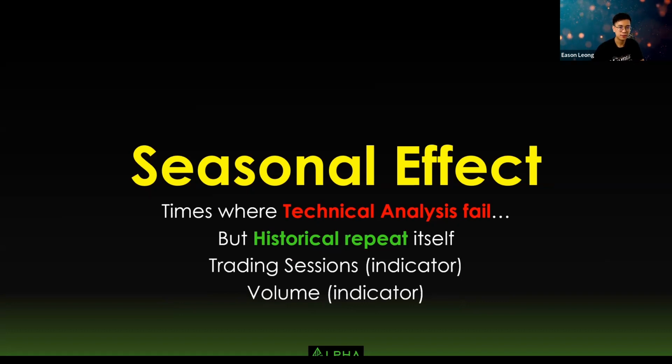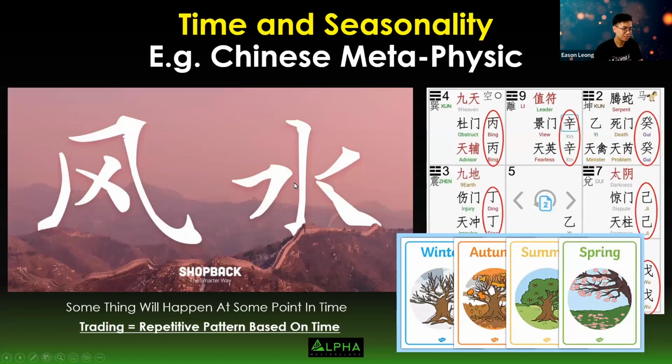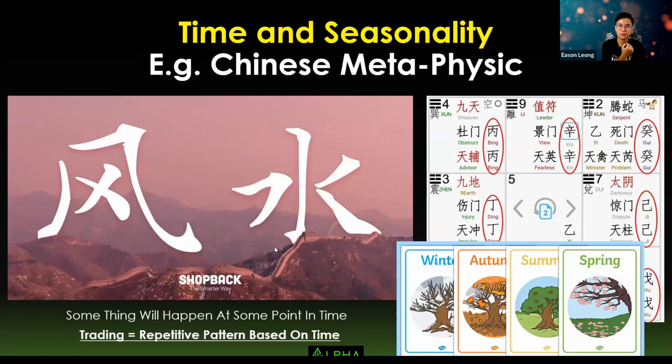Because history repeats itself at certain times, technical analysis will fail. You cannot always rely on technical analysis. So here we can look at something like feng shui. I'm not sure if you know what feng shui or Chinese metaphysics is, but in China they actually practice this: they measure what is going to happen at what time, like in farming, whether the rain will come in the next season or not.